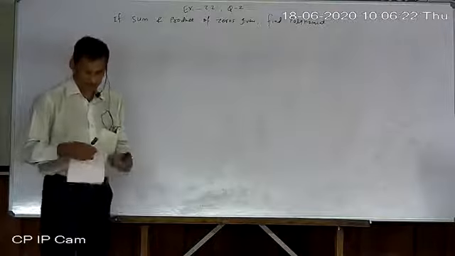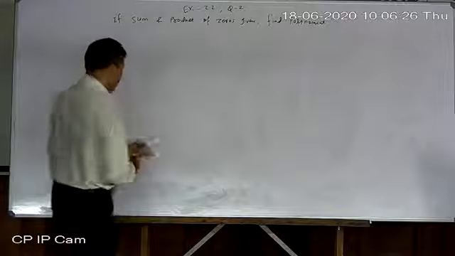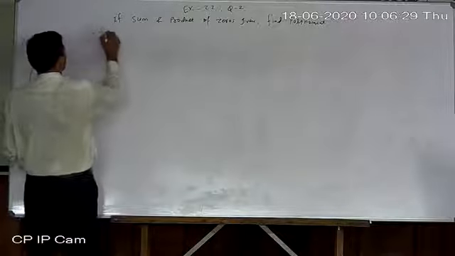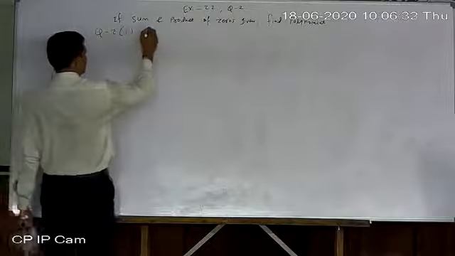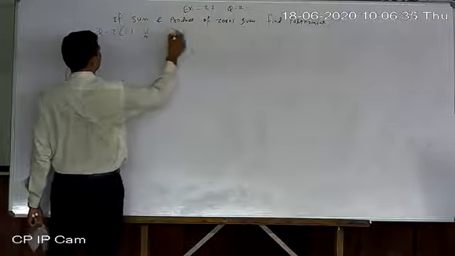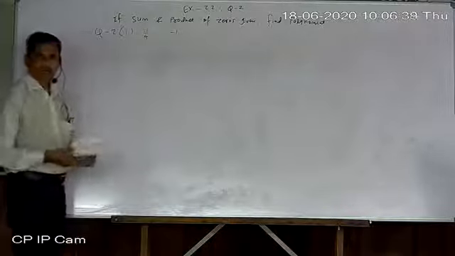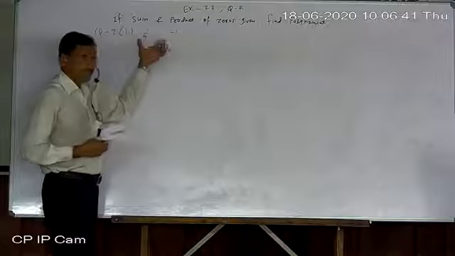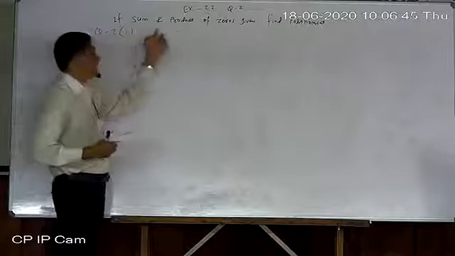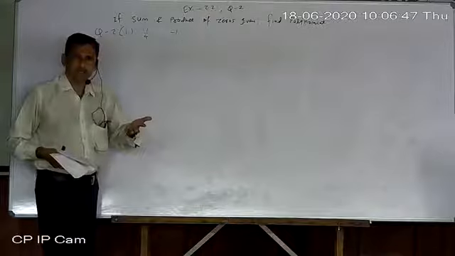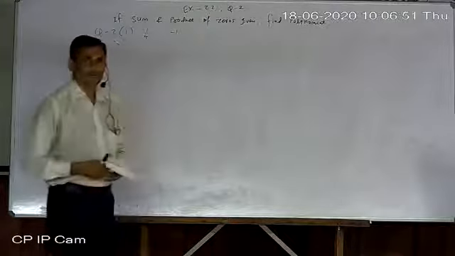Now in this one, first the sum and product are given: 1/4 and minus 1. Most students misunderstand that these are alpha and beta, but actually this is alpha plus beta and this is alpha into beta, not alpha and beta themselves. So keep in mind these things.